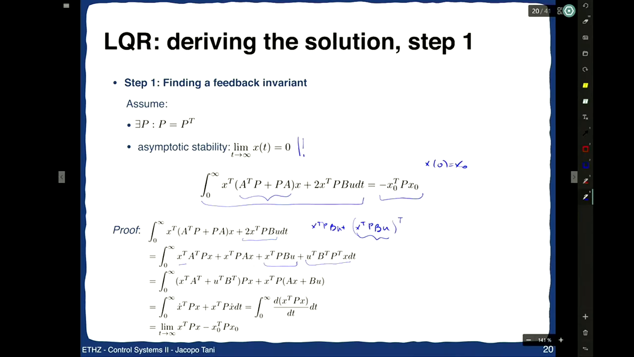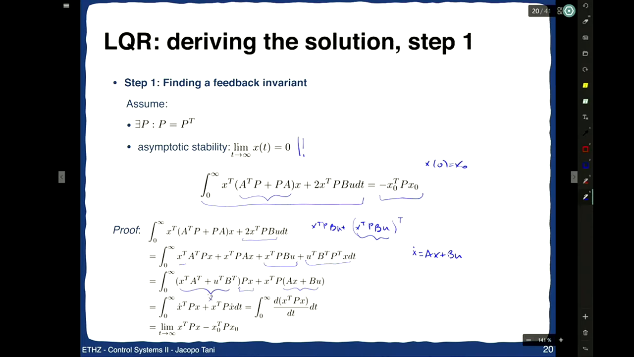Now, what do we do? We just gather, left and right, some terms. What are we trying to do? We're trying to highlight the constraint, the dynamics of the system. Remember that x dot is equal to Ax plus Bu. So by looking at these terms carefully, we can see that we can take Ax plus Bu here, which is common to the terms that have x transpose P, and this other part here, which happens to be x dot transpose, and you can check that for yourself.